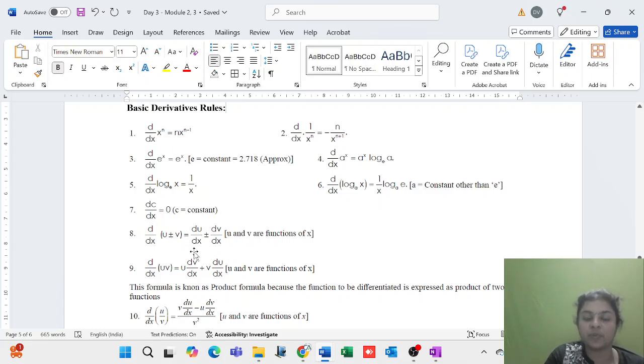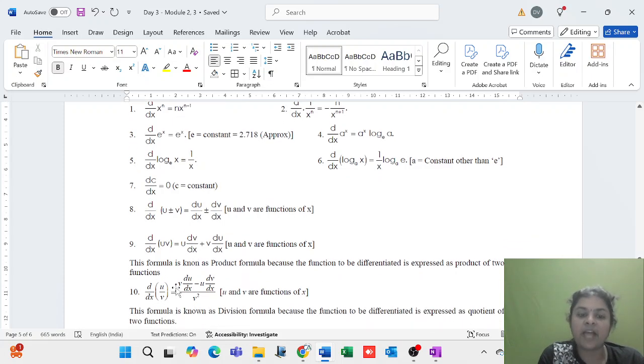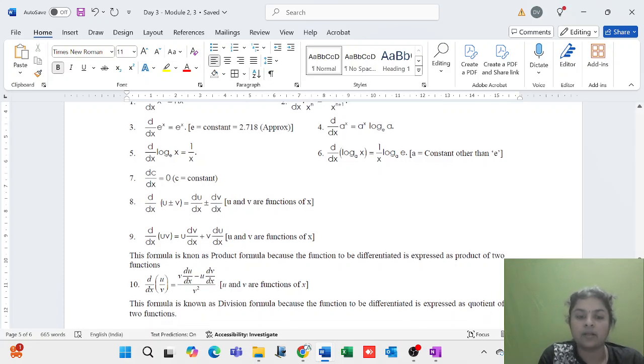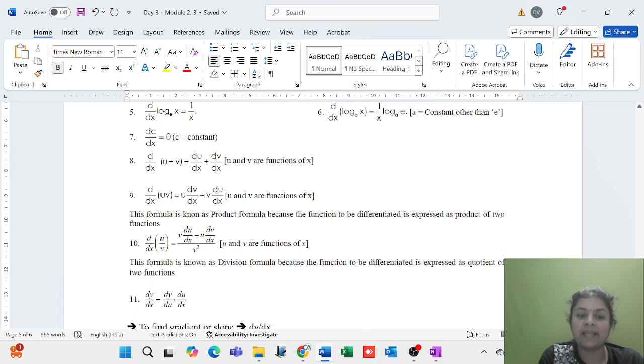Then you have the u plus v rule. You have the uv rule. uv is nothing but multiplication of two variables, where we use the rule uv dash plus vu dash. Dash is nothing but the differentiation. Similarly you have the u by v rule, which is vu dash minus uv dash divided by v square. So these are the multiplication and division formulas, and the last is dy by dx, the chain rule, which is dy by du into du by dx.